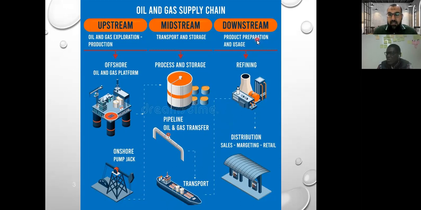In the downstream, the last cycle or last process, it is mainly for product distribution and usage, and to refine the product into multiple products, which will come in the refinery. The distribution will be, as you can see, definitely in the gas station, for instance, or any other area for distribution, like a bulk plant, for example. This is an area for distribution.